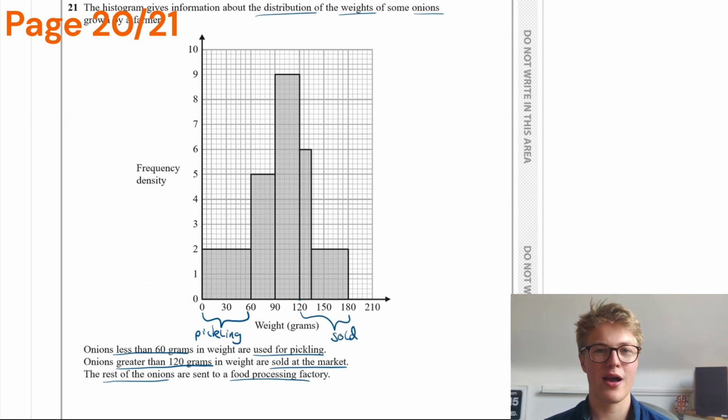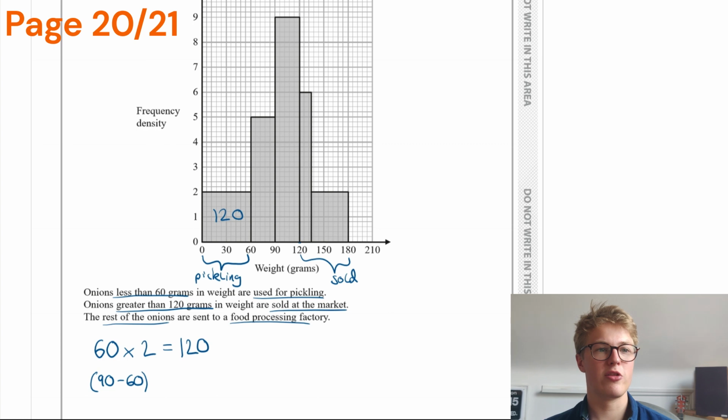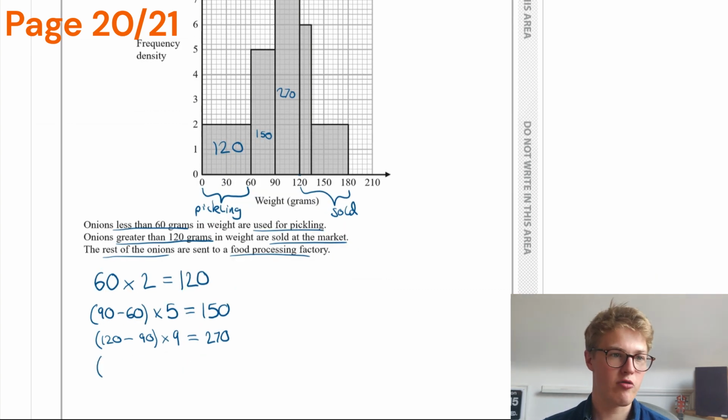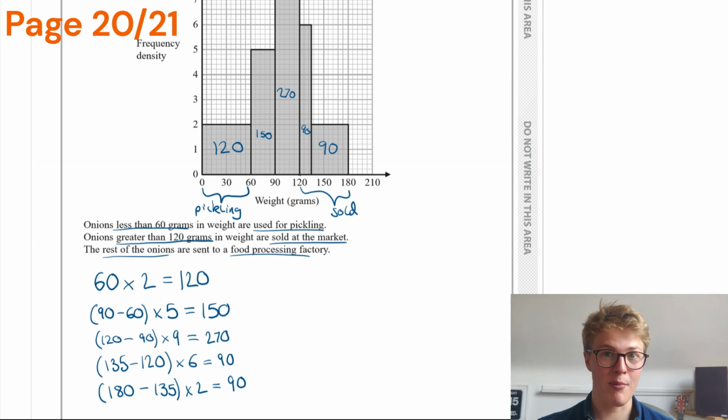So here we need to work out the area of our bars for the histogram. So 60 is the base times 2 is the height, gives us 120 for the first bar. Then we need to do 90 minus 60 times 5, which gives us 150 for the next bar. 120 minus 90 times 9 equals 270. Then we get 135 minus 120 times 6 is 90. Then we get 180 minus 135 times 2 equals 90. And then we have the area of all of our bars.